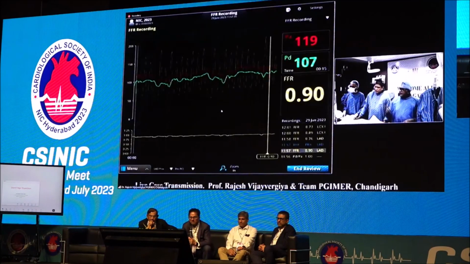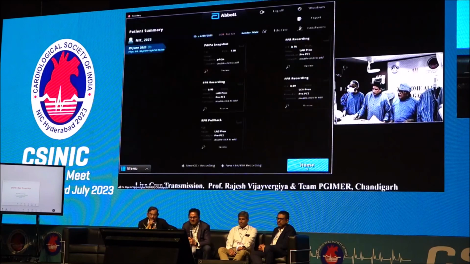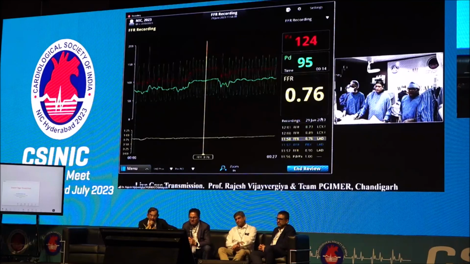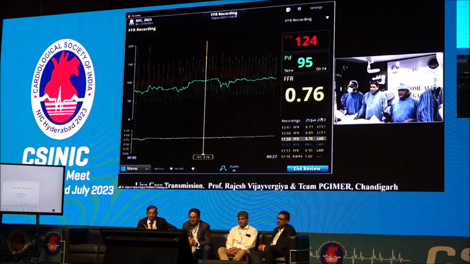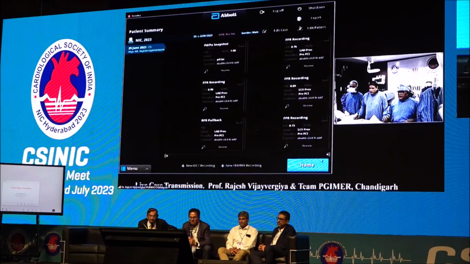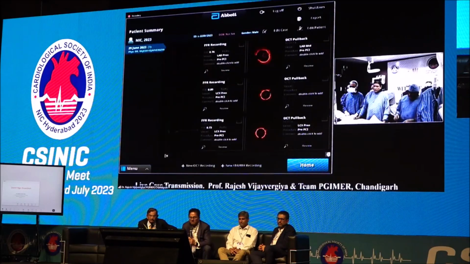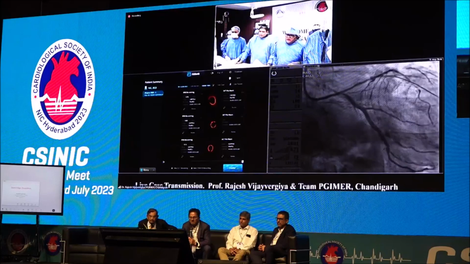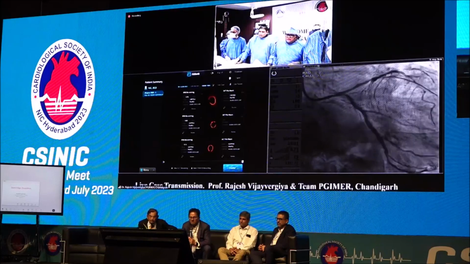So can you show the FFR of the LAD, which is baseline 0.90, and post-adenosine is 0.76. So this is about the FFR. Next view. Okay. So this is the functional assessment, which is very much suggestive that we are dealing with a significant LAD and also the left circumflex.